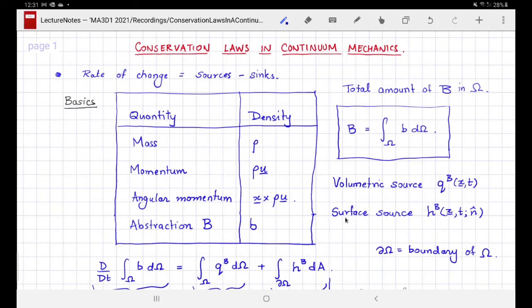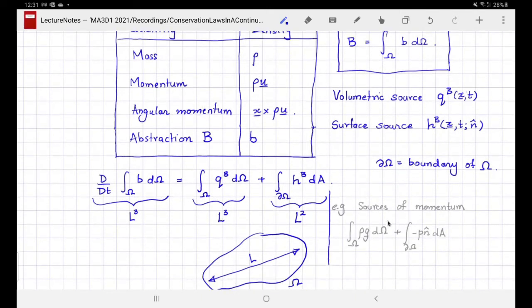And in addition to that, we must also consider something called a surface source. A surface source results from exchanging the quantity B with the neighboring fluid neighboring the volume omega. So let's first write the conservation law itself. The time rate of change of capital B, which is written as this integral, must be equal to the rate at which it is generated volumetrically plus the rate at which it is acquired through the surface from its neighbors.